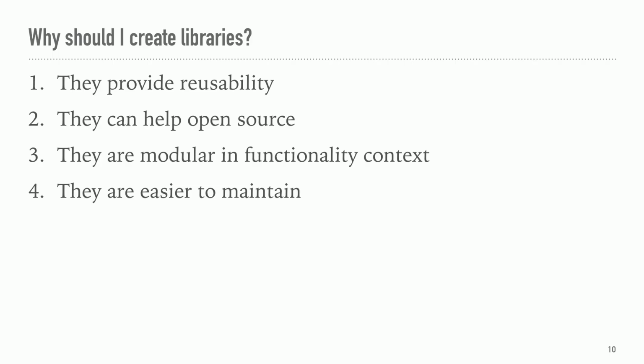For example, if you are facing a new development and you think it could help not only you but other companies in the industry, you could develop an open source library. They are modular in functionality context, so they have their own functionality, logic, and everything that could then be wired to a system, and they are easier to maintain than having all along software.